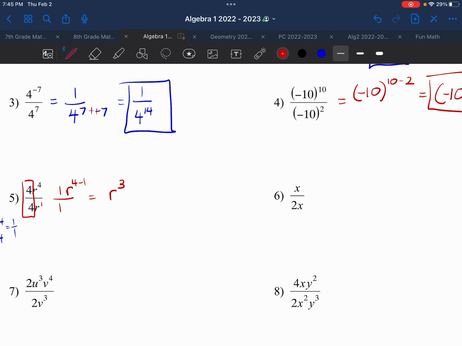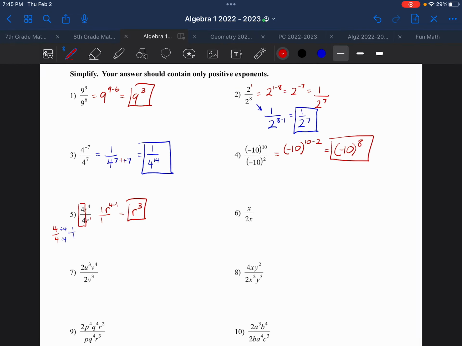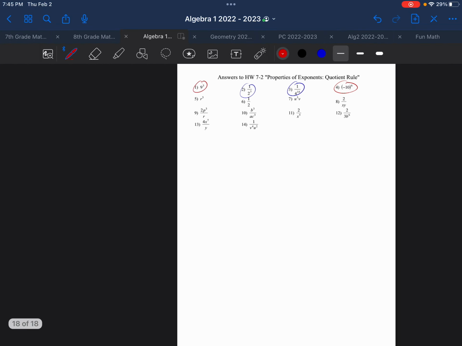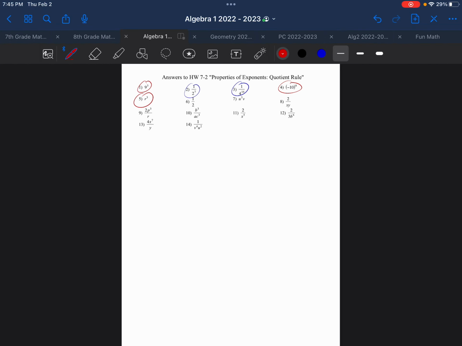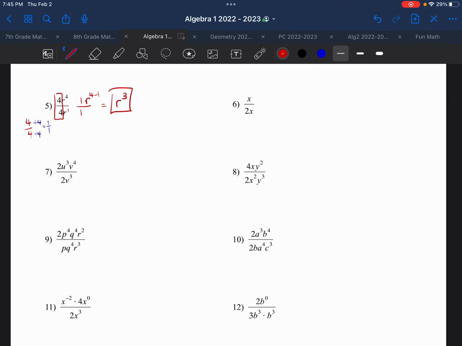Let's go ahead and box our final answer for number 5 and check. Number 5, r to the power of 3. R cubed, please. Oh, come on. r to the power of 3 indeed. All right, moving back to number 6.